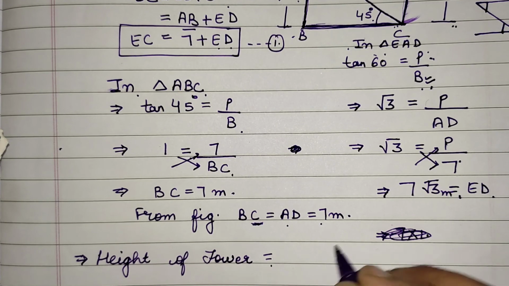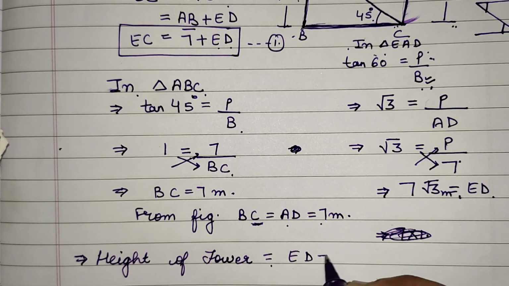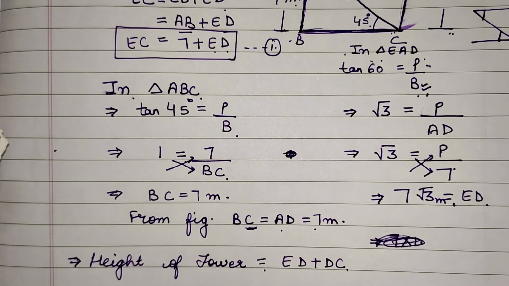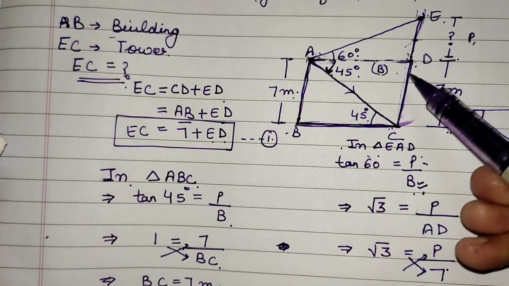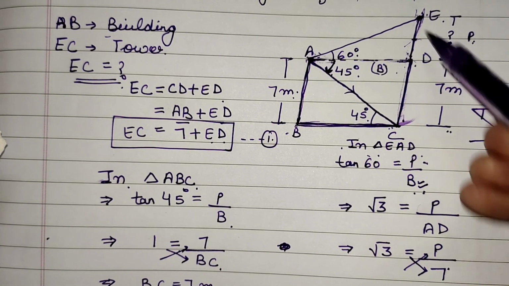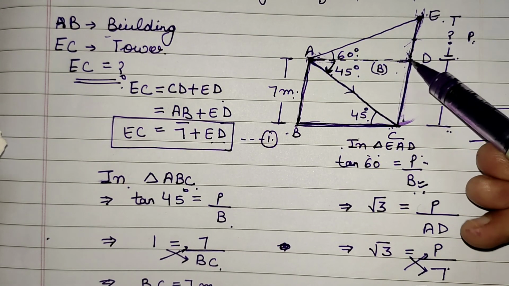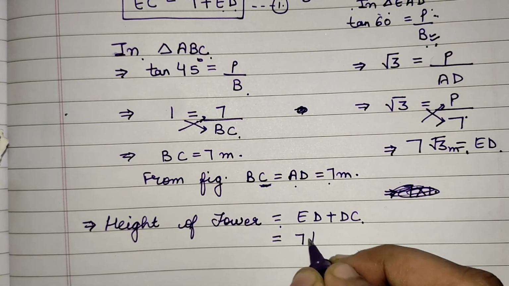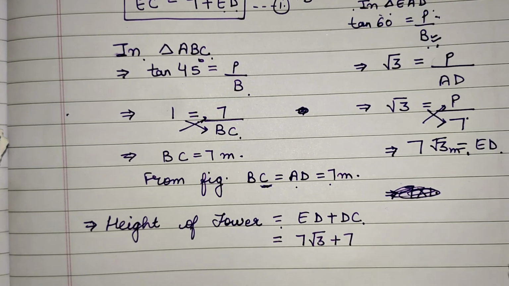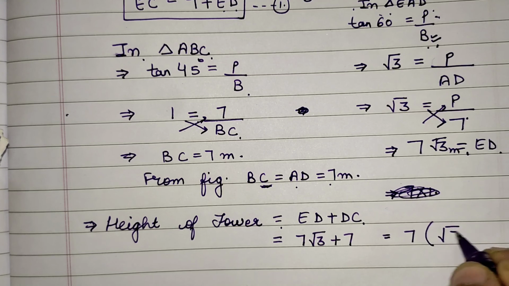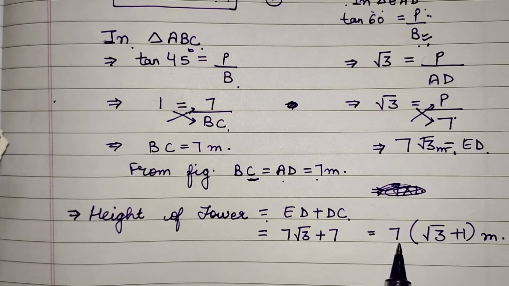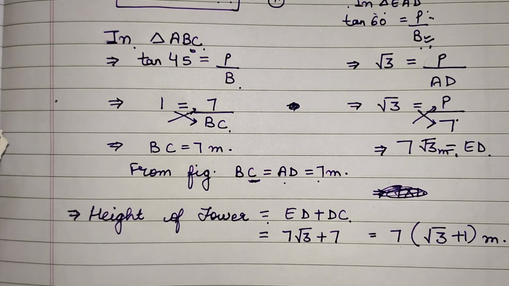Okay, so write down your answer that height of the tower is equal to what? Height of the tower is equal to ED plus DC, right? Height of the tower I have explained you earlier also, which is equal to ED plus DC. ED we have found out, this is equal to 7 root 3, and DC we know it is equal to 7 meter. So write down the values and this is going to be your answer. 7 you can write down common and root 3 plus 1 meter. So height of the tower will be equal to 7 into root 3 plus 1.